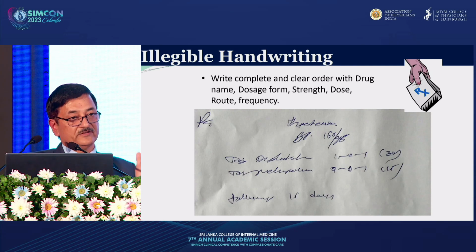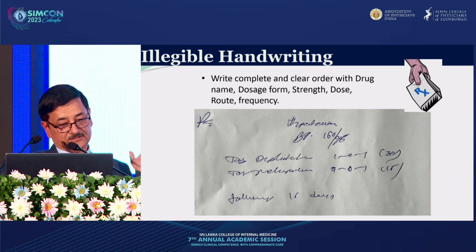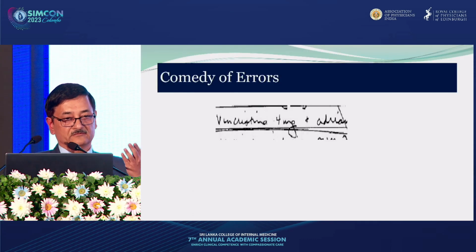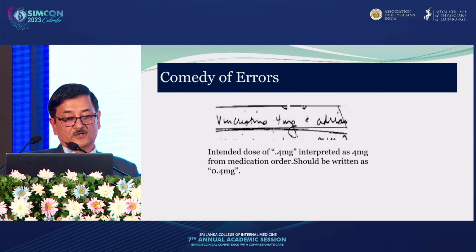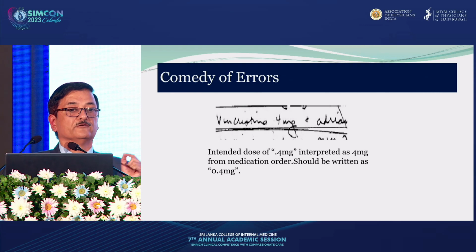These things are not very common these days because we have electronic medical records and electronic prescriptions, but still many of us are doing this. Then coming to a few comedy of errors. So this is vincristine 0.4 milligram. The intended dose was 0.4 milligram, interpreted as 4 milligram. The medication order should be written as 0.4 milligram.